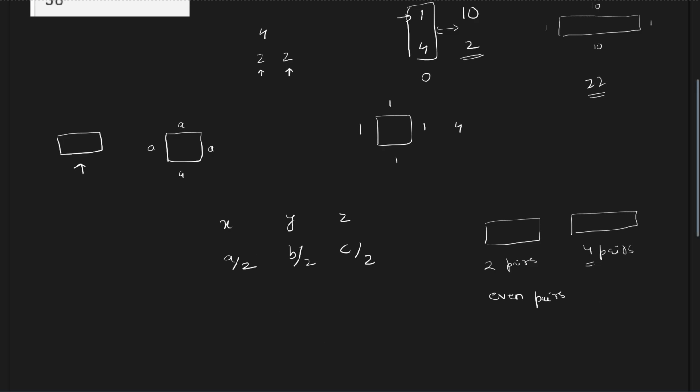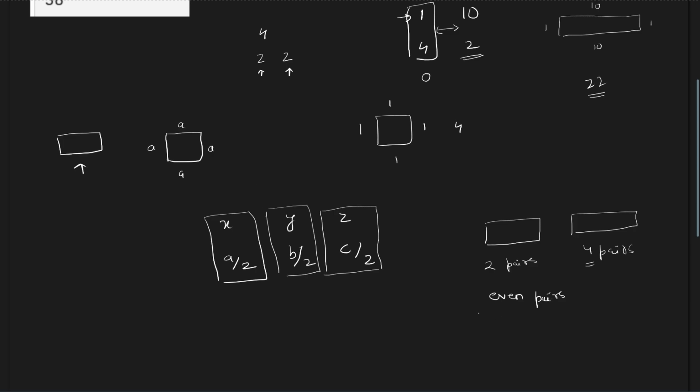So what I can do is initially, I can just take all the values in my answer. So if x can form a by 2 pairs, I can consider it in my answer. If y can form b by 2 pairs, I can consider it in my answer. If z can form c by 2 pairs, I also consider it in my answer. Now if I have even number of pairs, then definitely I have already considered all of them in my answer and I have no problem.